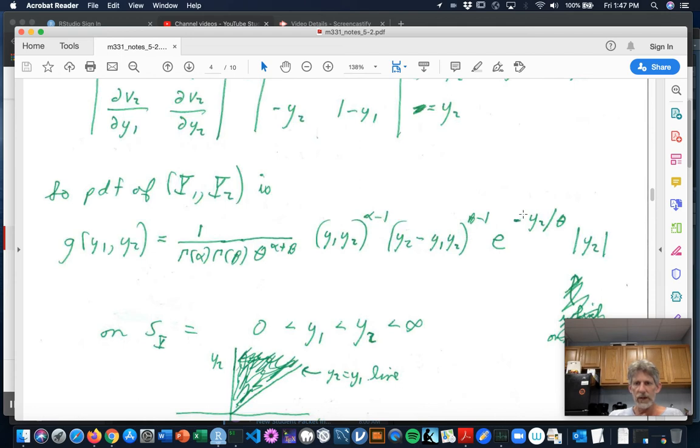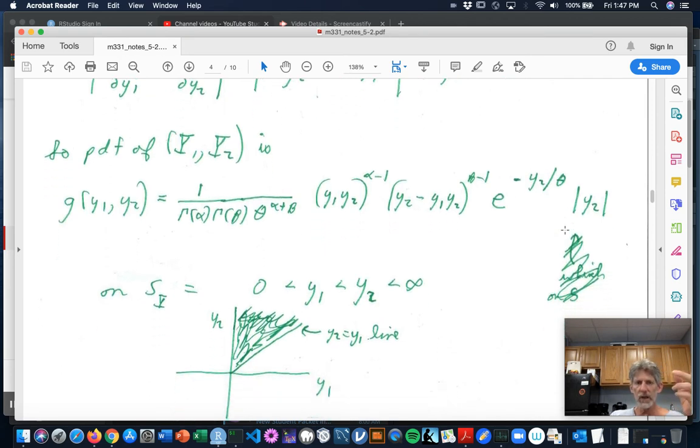And notice the x1 plus the x2 was y2 all along. That was pretty easy to find. And then here's the x1, and here's the x2 like we found it. And here's the absolute value of y2. Okay, but what's the support of that? What is the support of this bivariate situation?